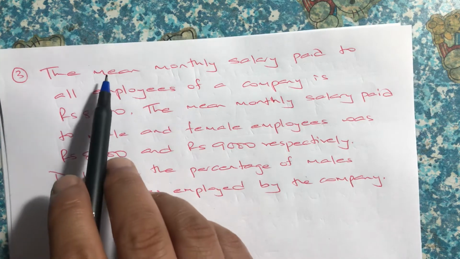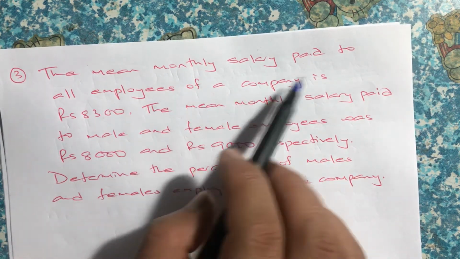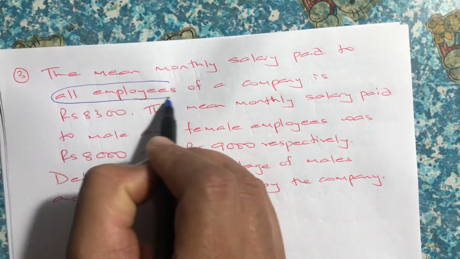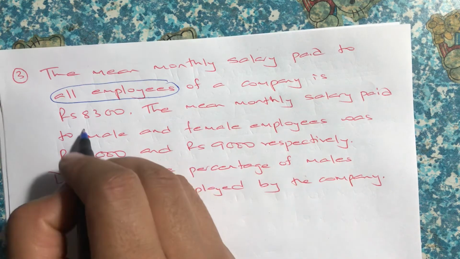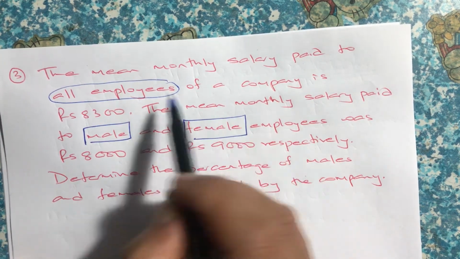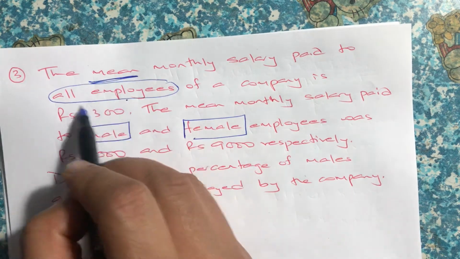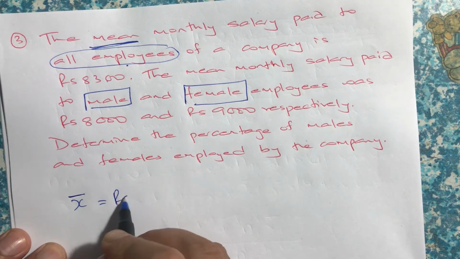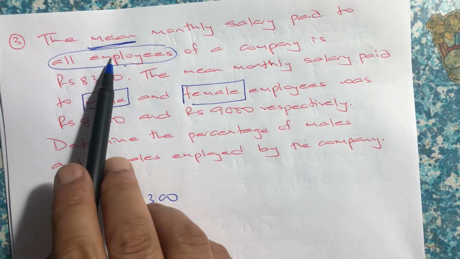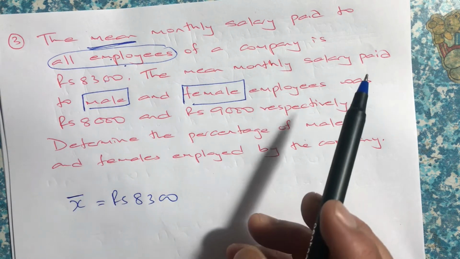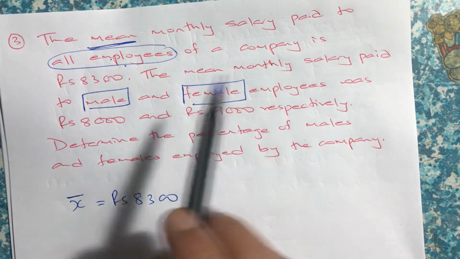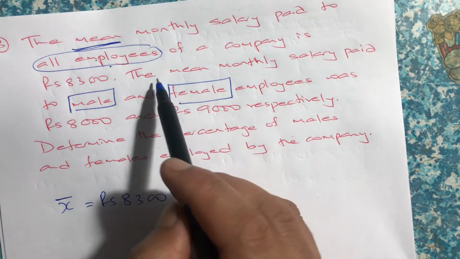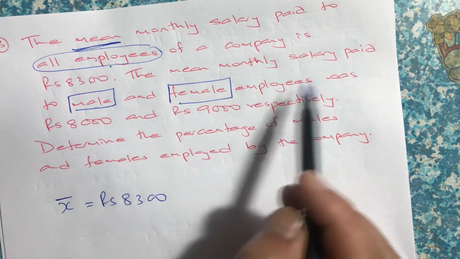It says the mean monthly salary paid to all the employees of a company is this. Employees means obviously it will have male employees and female employees, and this is the mean of all the employees, so obviously it is the combined mean. So the combined mean is equal to rupees 8300, because it says employees. Had it been individually male, I would have written x1. Had it been female, I would have written x2, but this is all employees' mean, so we write it as x bar because it's the combined mean. And it says the mean monthly salary paid to male and female employees was this one.